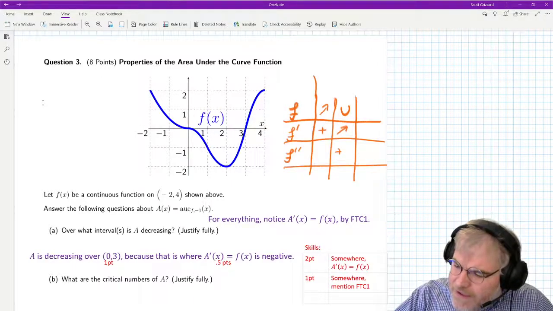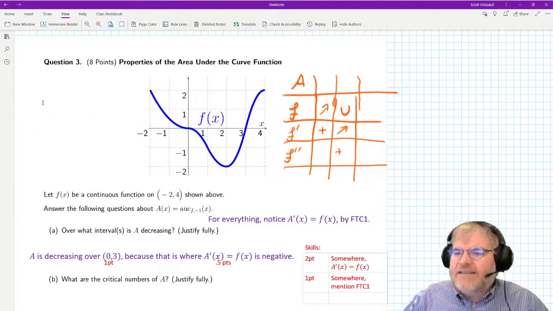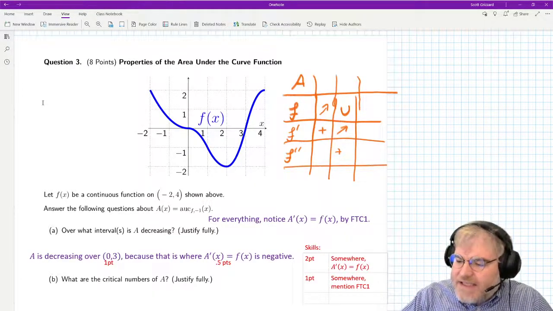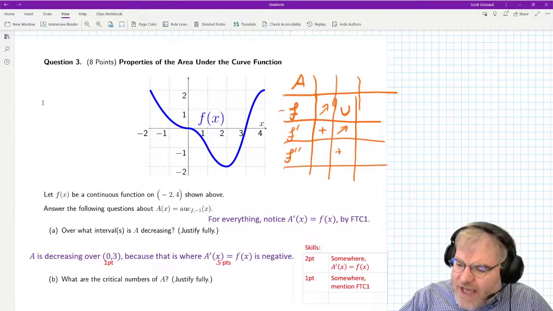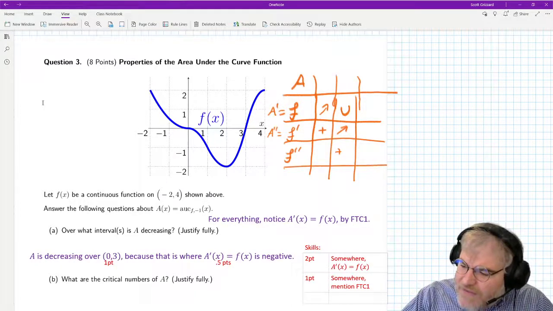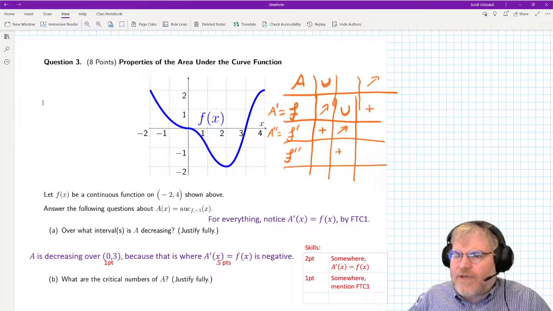Well, now we're going to stick a new function on top of this, because by FTC1, a, the area function, has a derivative of this. So this is actually A prime, and this is actually A double prime here. That means that when f is positive, A is increasing, and when f is increasing, A is concave up. How do we feel about that, 1 to 5?